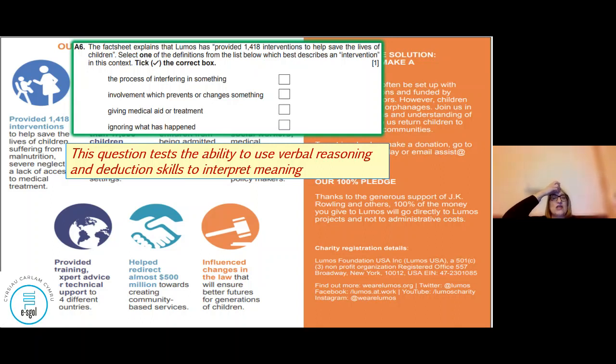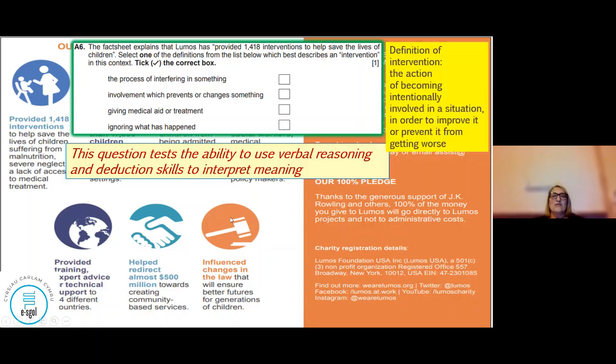So this question tests the ability to use verbal reasoning and deduction skills to interpret meaning. With this type of question, you need to activate a little bit of prior knowledge. So you're looking for the definition of intervention in this particular context. The definition of it is the action of becoming intentionally involved in a situation in order to improve it or prevent it from getting worse.